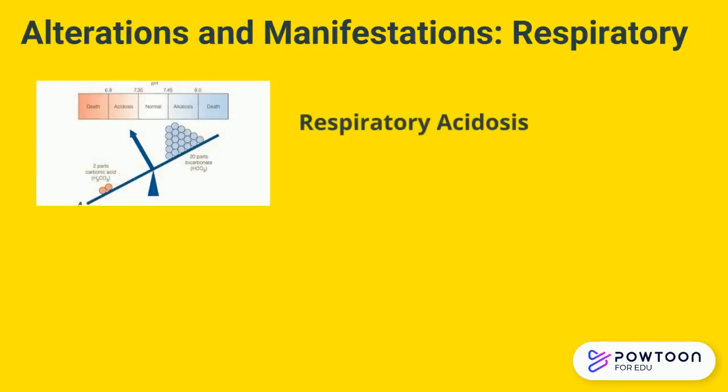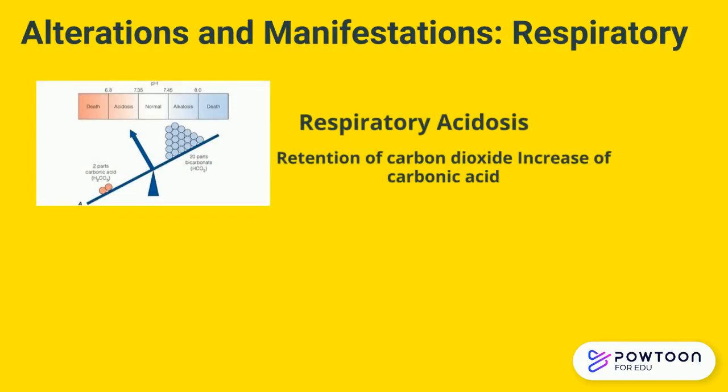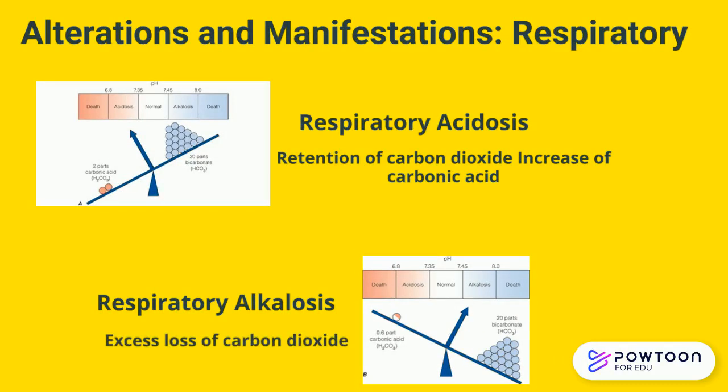Now, respiratory, on the other hand, is really a measure of the carbon dioxide or carbonic acid, because with water it turns into carbonic acid. It's a measure of that. So in respiratory acidosis, we have too much carbon dioxide or carbonic acid. In alkalosis, we have too little.